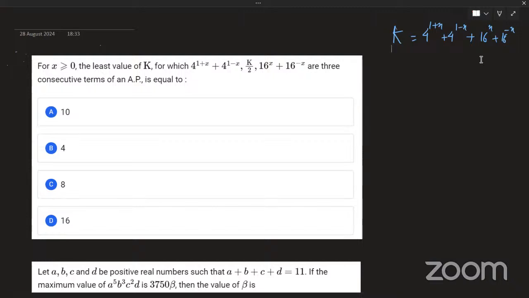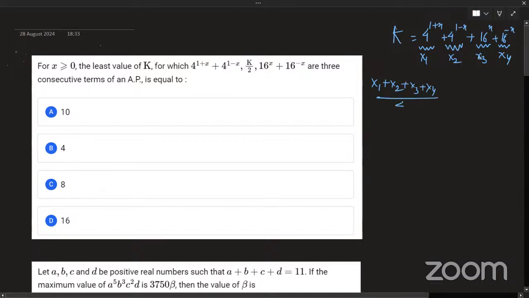Everyone, can we find the least value? Yes, sir. So just treat it as four observations. I have this observation x1, this observation x2, this observation x3, and this observation x4. So basically I can write that x1 plus x2 plus x3 plus x4 divided by 4. This is my AM.